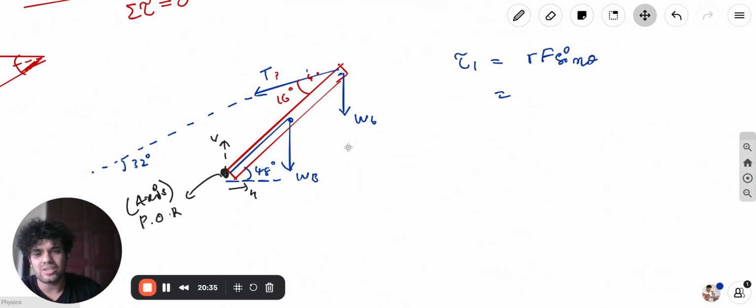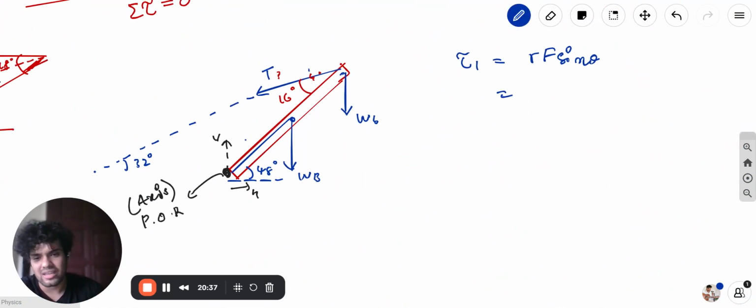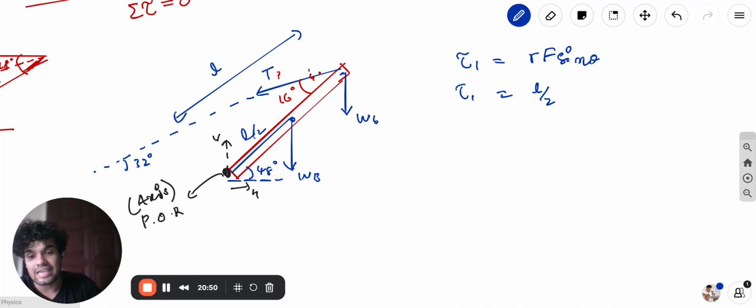So what we can do is we can just assign a variable to that. We'll just call it L. The entire thing is L, so this becomes L over 2. The entire length of the boom, we'll call it L, so that will be L over 2. So here we have the first torque is equal to L over 2. What is the F? F is the WB. Right, WB sine theta.